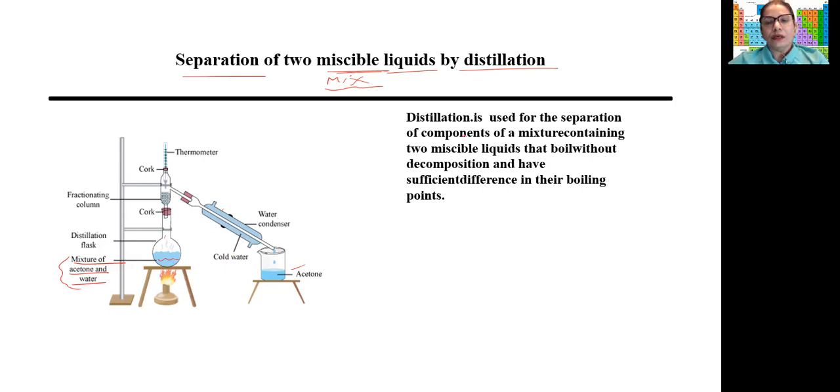So this way, distillation is used to separate components of a mixture of two miscible liquids that boil without decomposition. They should not decompose and they should have a sufficient difference in their boiling points. So one completely finishes boiling because there's a lot of difference, and then the second liquid will start boiling. So you can separate both of them. This is the separation of two miscible liquids by distillation. This is the process of distillation.